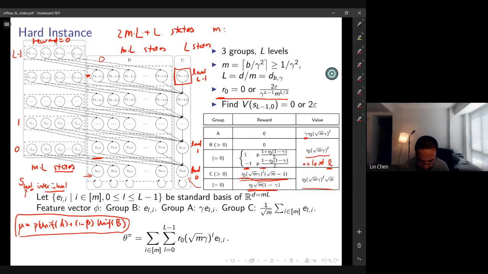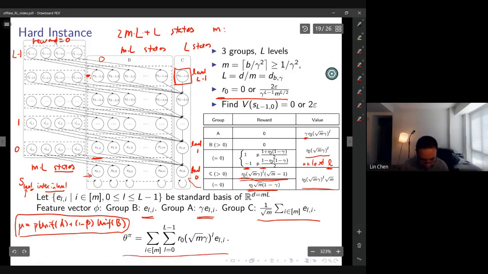And let e_{Li} be the standard basis of the d-dimensional Euclidean space, where d is m times L. The feature vector for group B is just e_{Li}, and the feature vector for group A is just gamma e_{Li}, and group C is this, and this is our parameter for the policy.